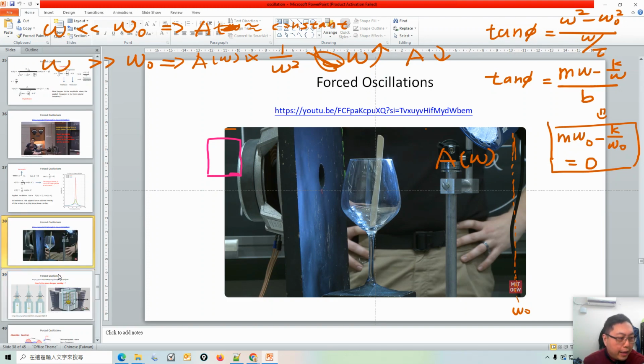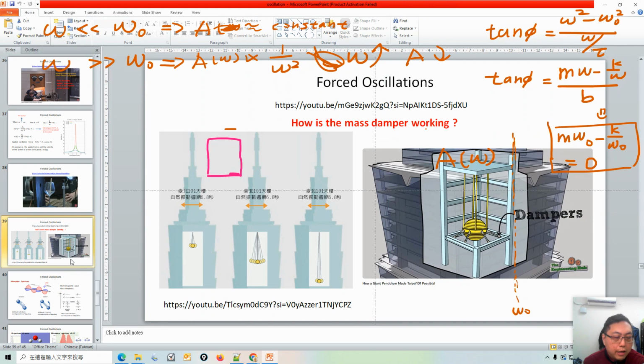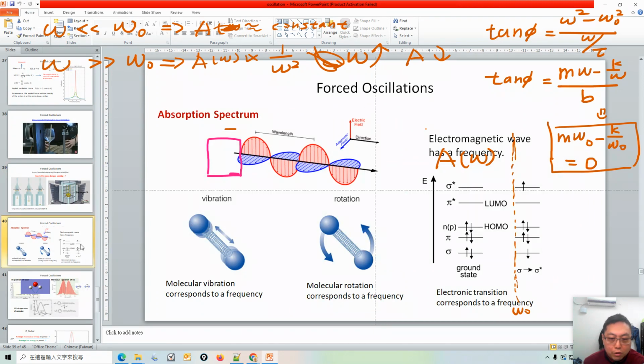And that's also resonance, but I will just skip this slide. I will explain how the mass damper works in the building, but I will skip this slide in this video. I will go a little further because I want to talk about resonance more.